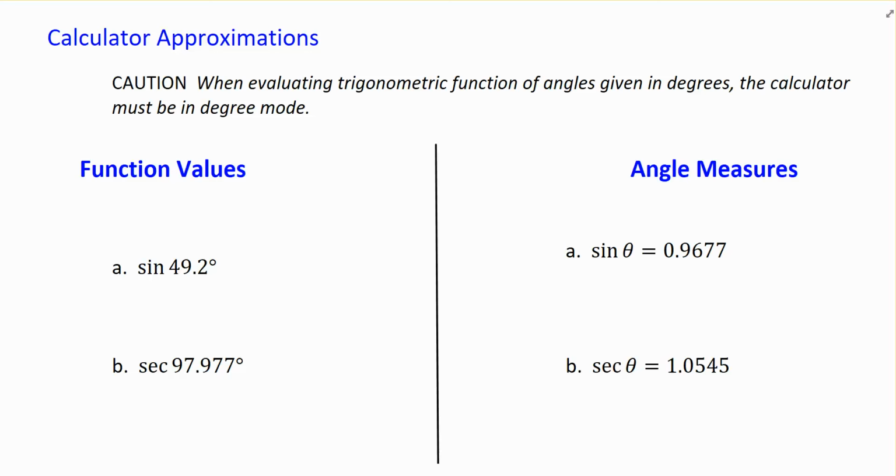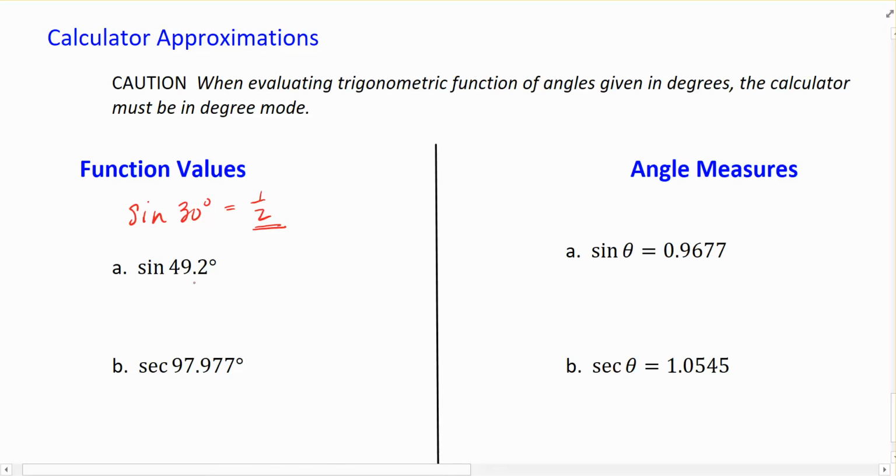Now, function values are what we've been doing so far, where let's say that I wanted to know what the sine of 30 degrees was, and when we calculated it, we found out that that was the number 1/2. So that 1/2 is the function value that we're looking for when we're referring to this. So if I wanted to know what the sine of 49.2 degrees is, it's a pretty easy process to go to our calculator.